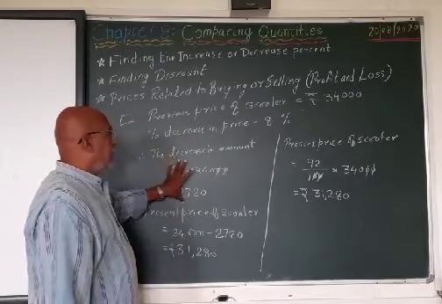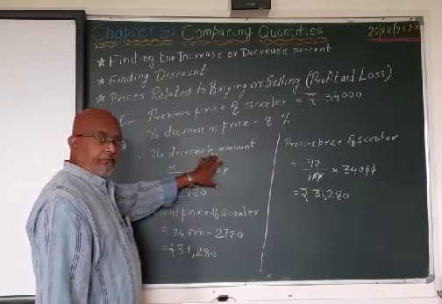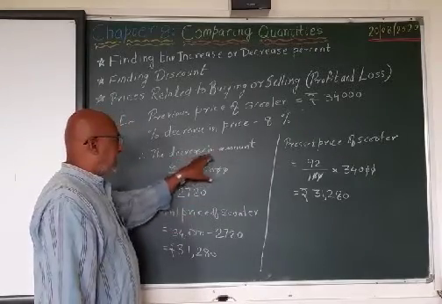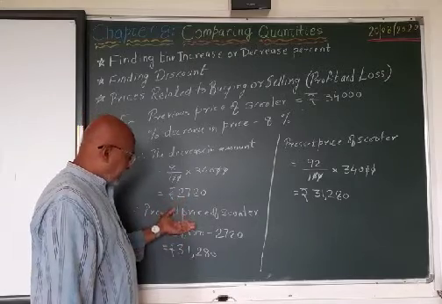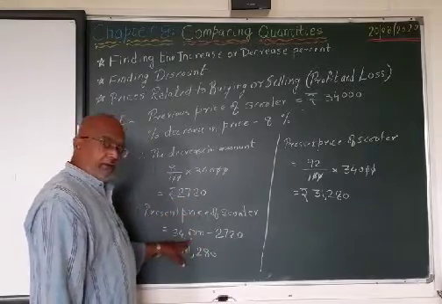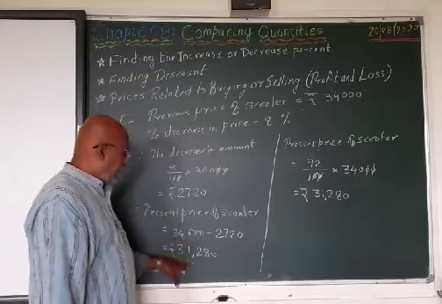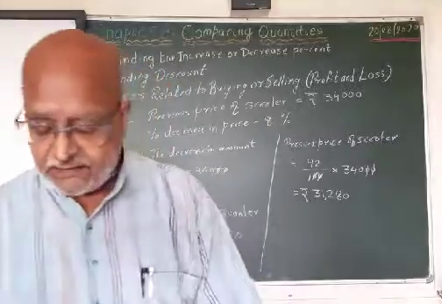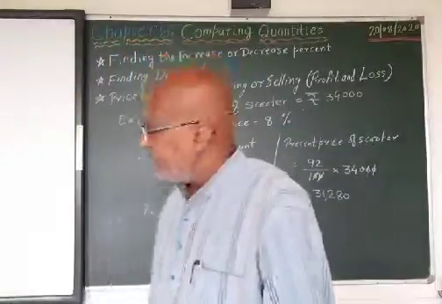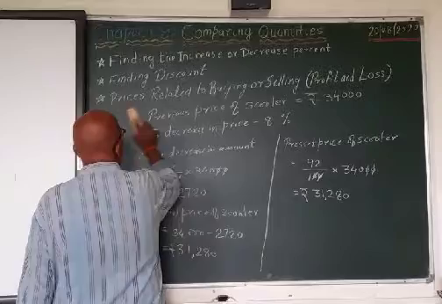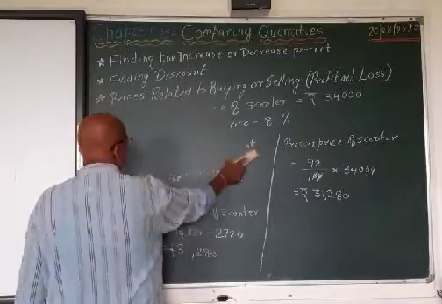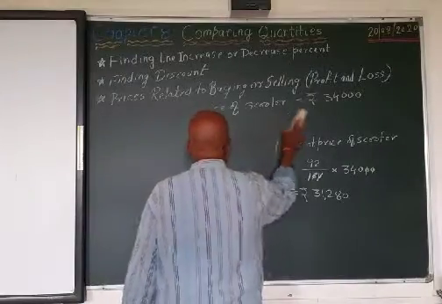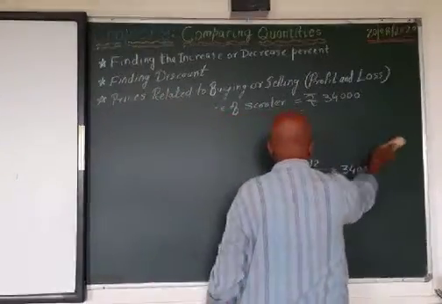First finding the discounted amount, the discount or decrease in the amount, and then you have to subtract that amount from the previous price to get the present price. So this is the increase and decrease in the price of a commodity. It may be a scooter, it may be anything. The second part in this is finding discount.